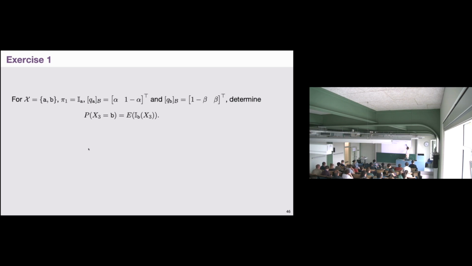And what I want to know from you is to determine this expectation. So it's the indicator of B, the function that is 0 on A and 1 on B, of x3, and this is exactly the probability of x3 being equal to B.